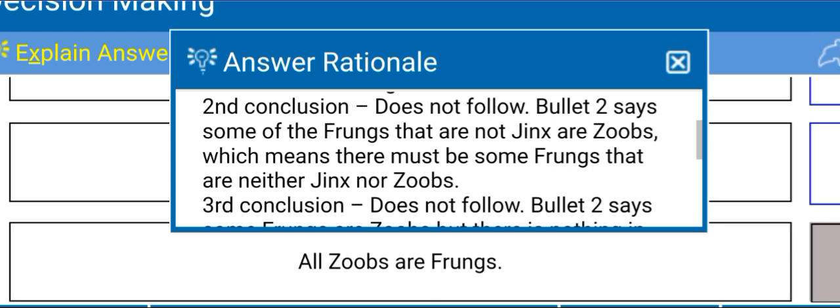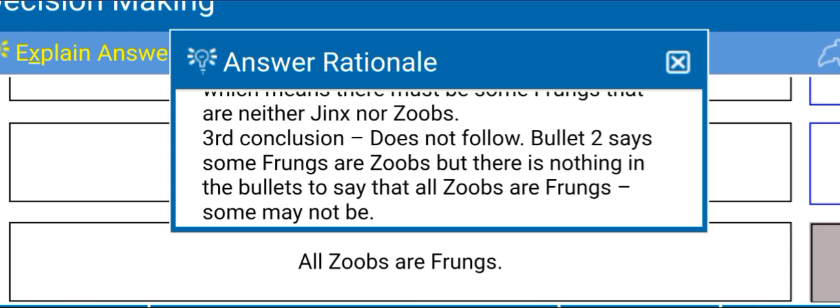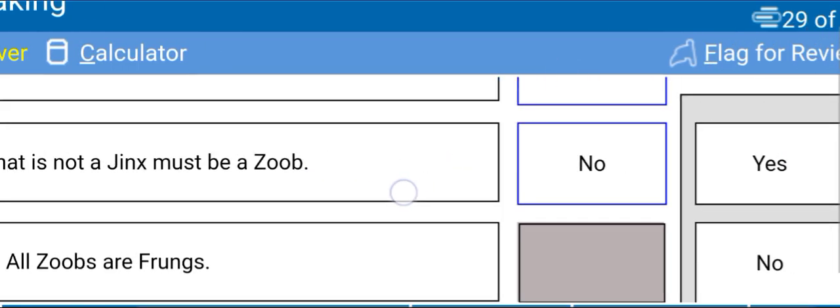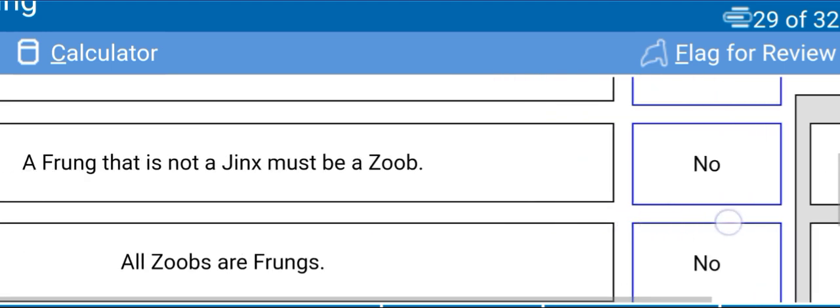All zoobs are frunks. It does not follow. As bullet 2 says, some frunks are zoobs, but there is nothing in the bullet to say that all zoobs are frunks. Some may not be. So again, the third conclusion does not follow. So we will drag a no and drop it here.